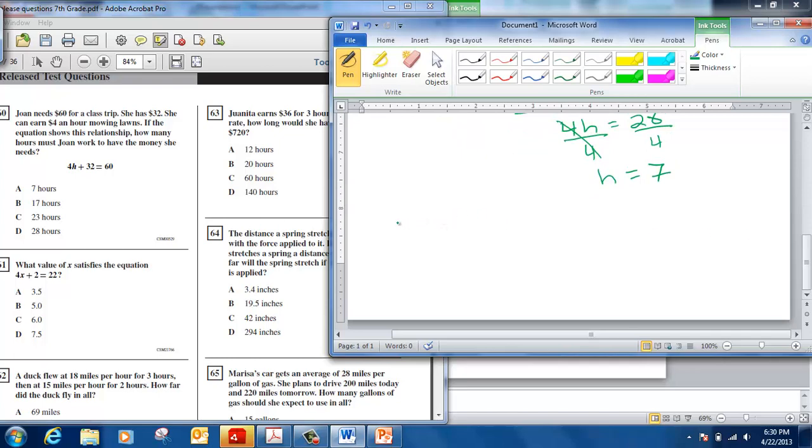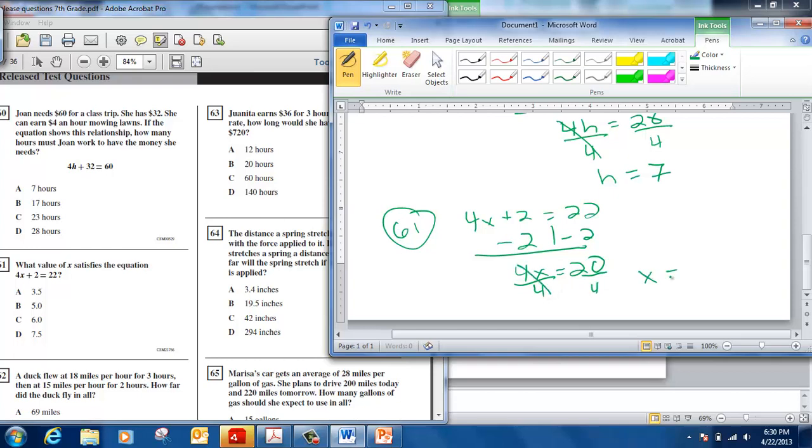And then looking at 61, again, we have to undo what was done. So 4x plus 2 equals 22. This is addition, so I need to subtract. I'm left with 20 equals 4x. Divide by 4, divide by 4. x equals 5. So our answer is going to be B.